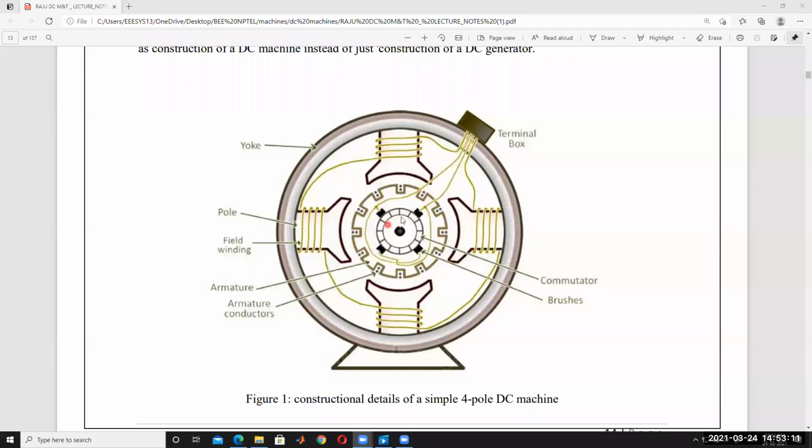Okay, armature winding. This is called the armature. These are called armature slots. In the slots, we have to place the winding. Armature conductors are placed in these. Understood. This is called the output terminal.